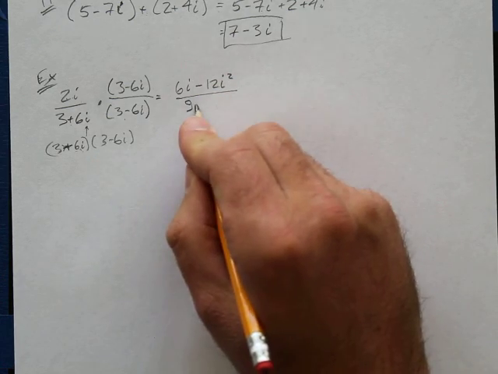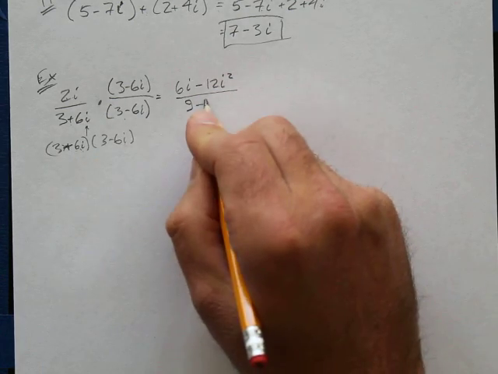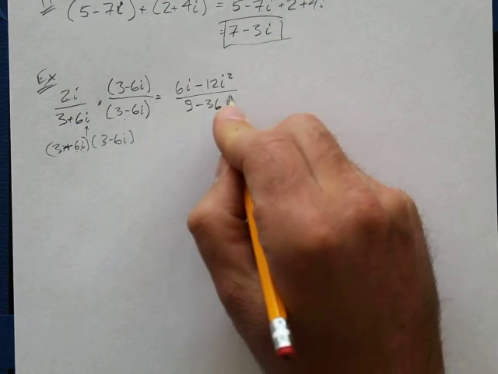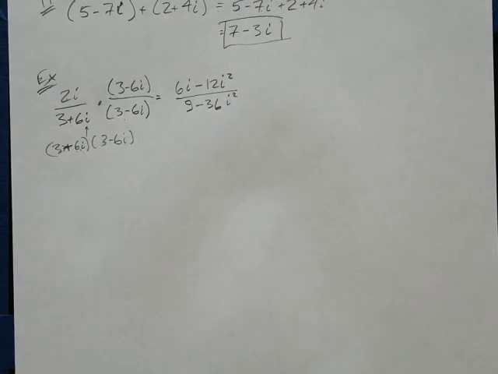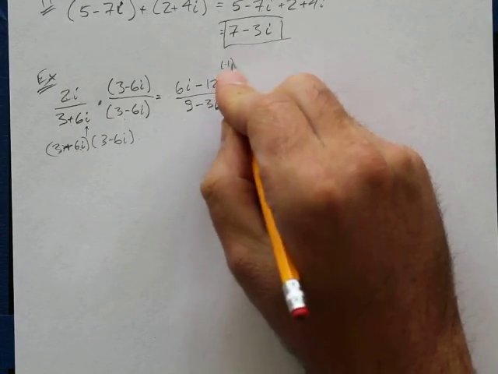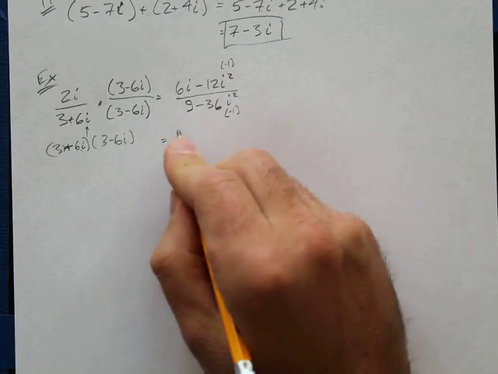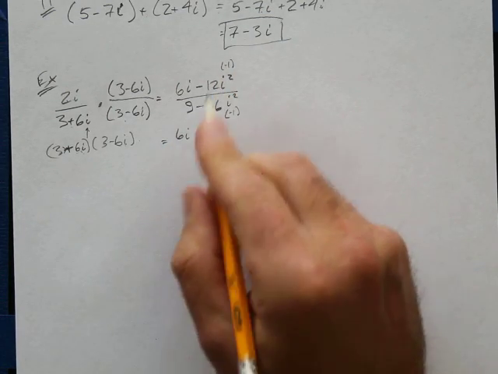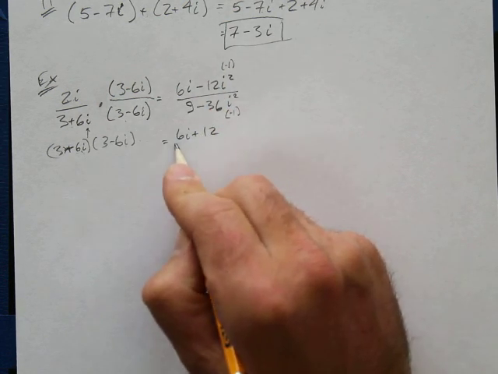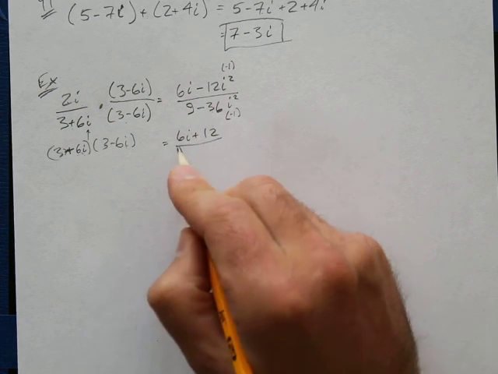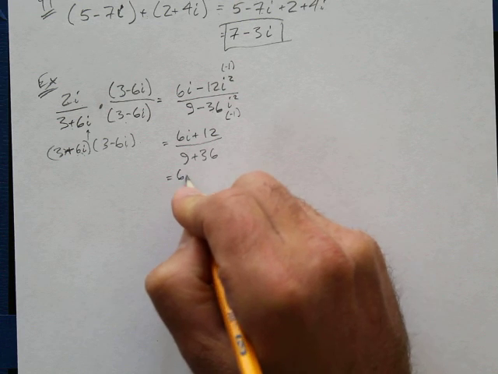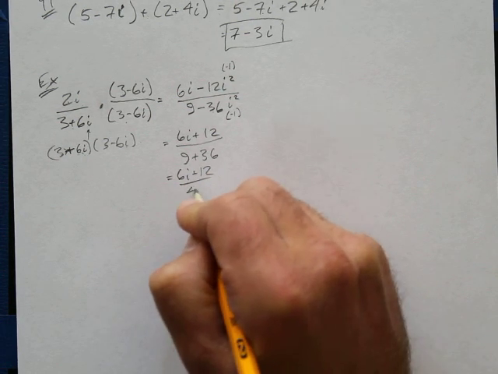So 9 minus 6 times 6 is 36, and i times i is i squared. And i squared is negative 1, remember? So let's simplify this a little bit more. So I've got 6i on the top plus 12, because negative 1 times negative 12 is positive 12. And on the bottom, I've got 9 plus 36. So now I've got 6i plus 12 over 45.